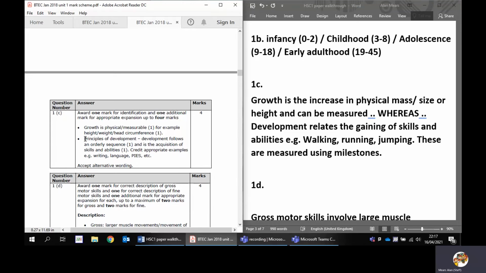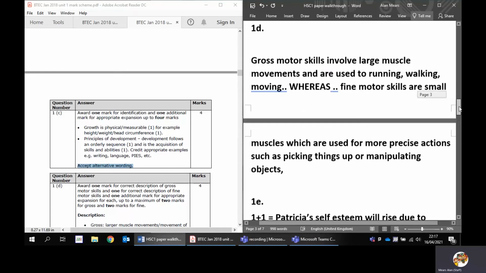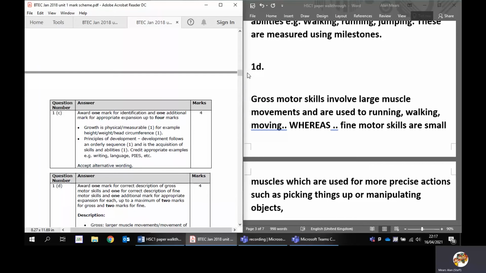This has put develops in an orderly sequence, is the acquisition of skills and abilities, credit appropriate examples. Okay, cool. So I've gone a slightly different route. I said about acquiring skills and abilities. I've given examples of those skills or abilities. So there we go. So that's kind of alternative wording is accepted. That would be fine with my answer. Again, it doesn't have to match the mark scheme perfectly, just has to be on the right lines generally.